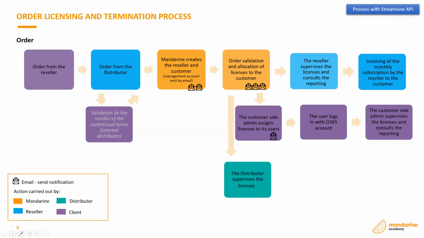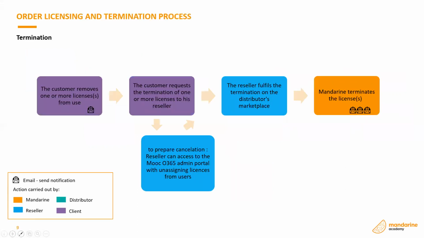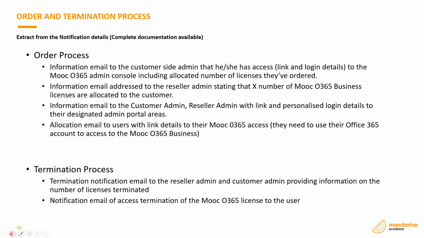So it's pretty straightforward. And then the reverse process, the customer removes the licenses, and the termination request comes through to the reseller, which then goes to Tech Data, and then it's fulfilled by ourselves. So it's pretty much a reverse of the order process. You'll get this slide, but this is just the order process, which was detailed on the previous slide. So we'll skip over this one.